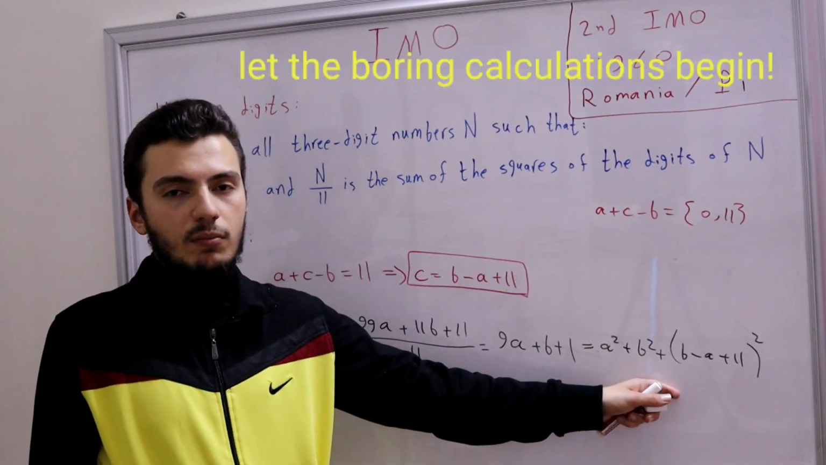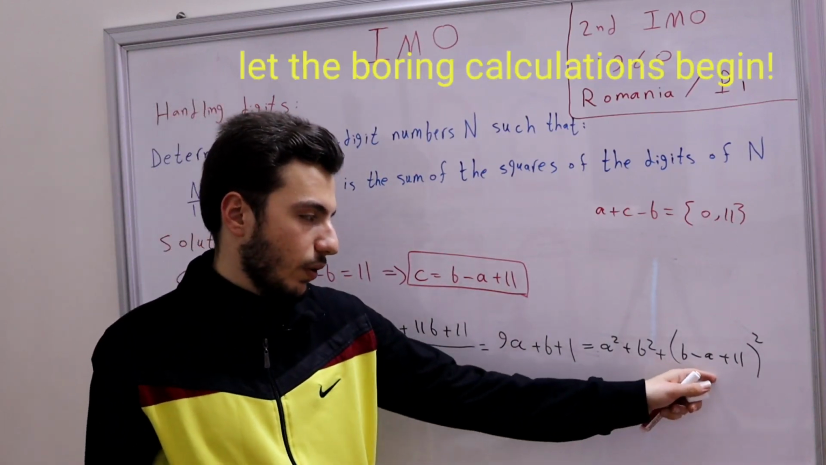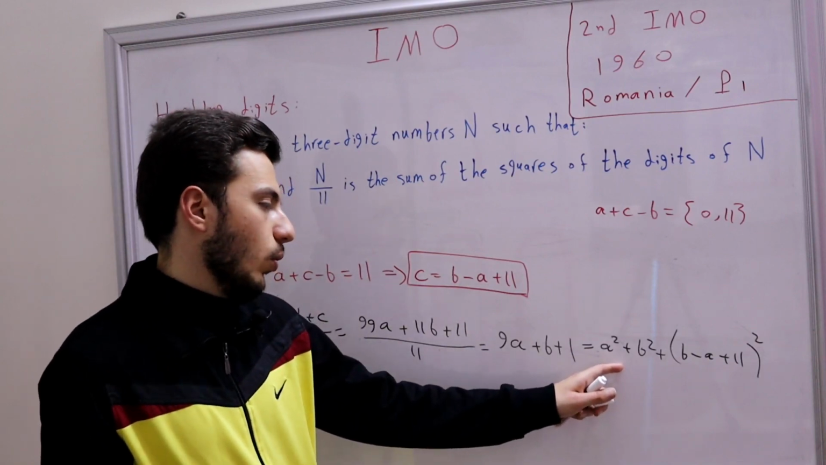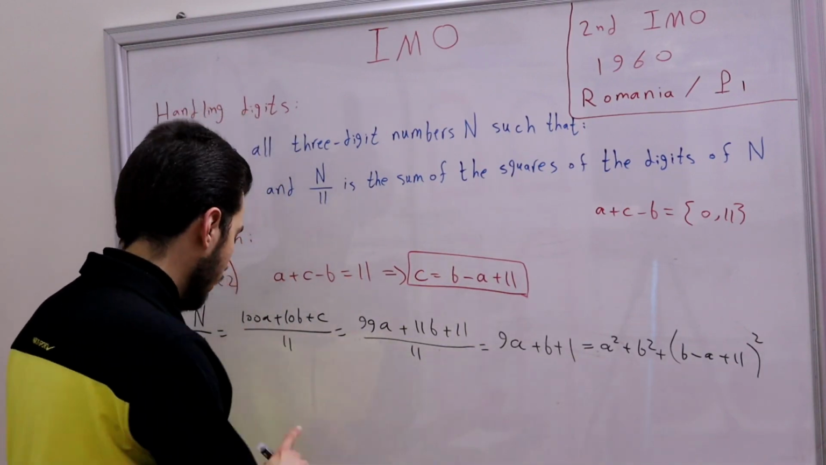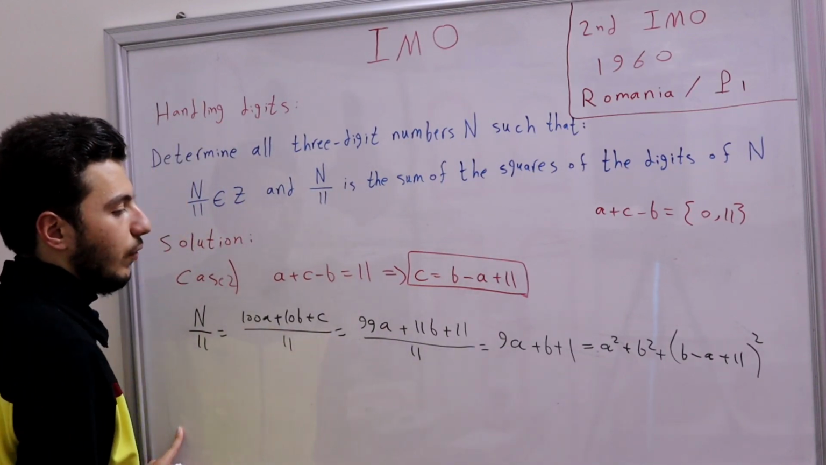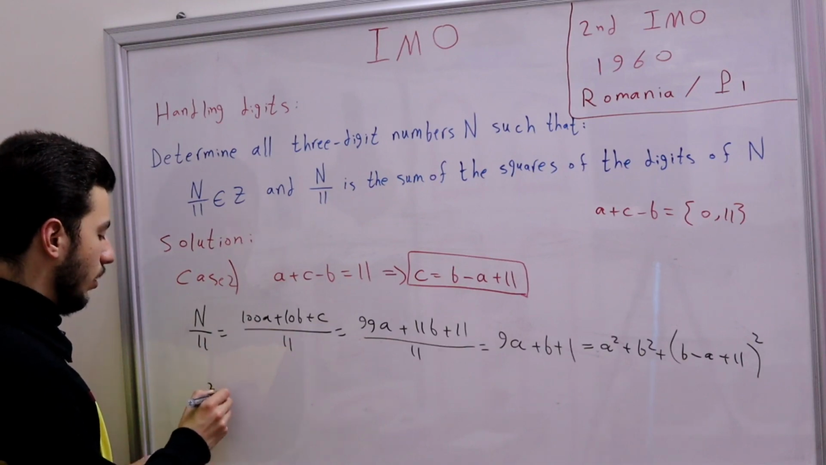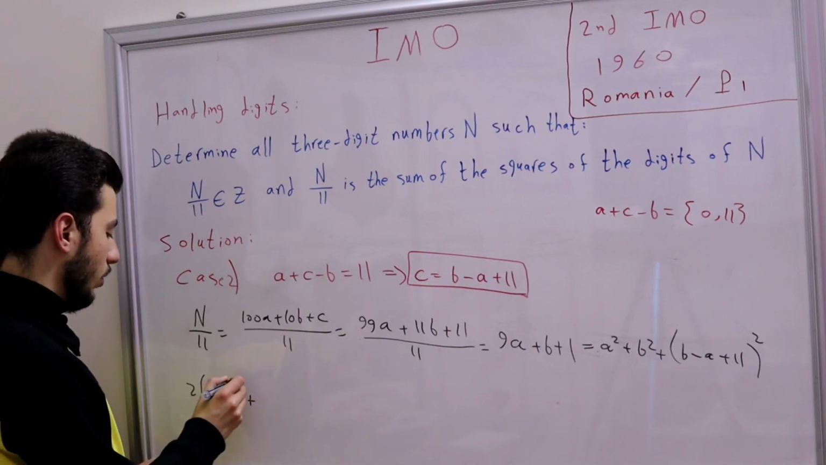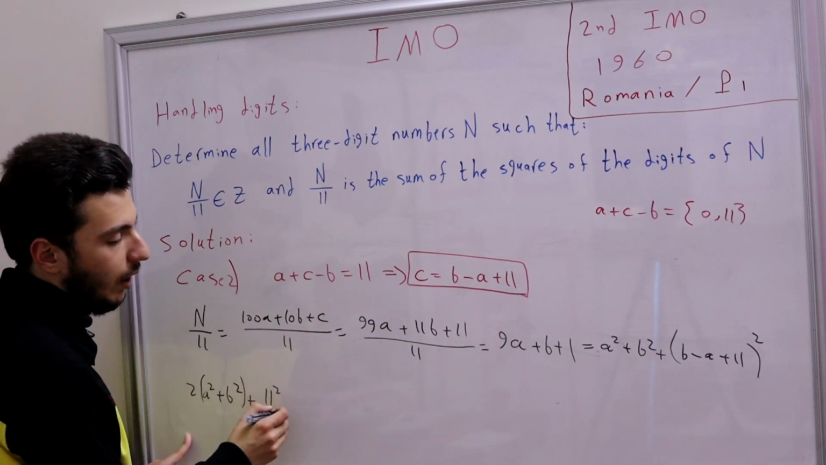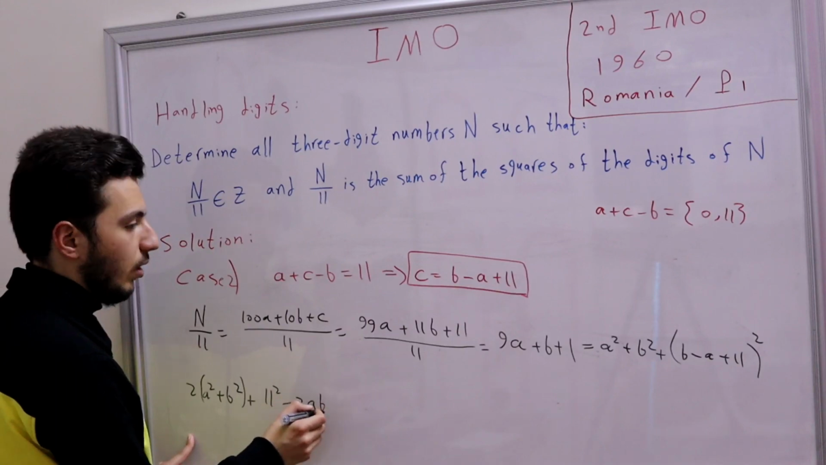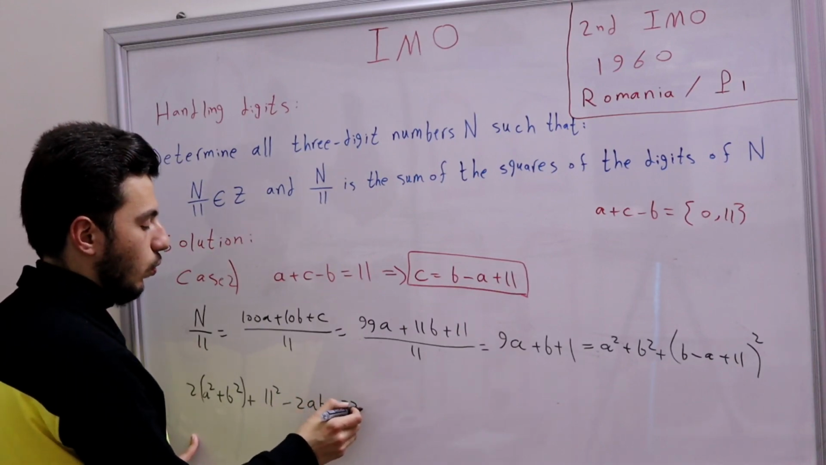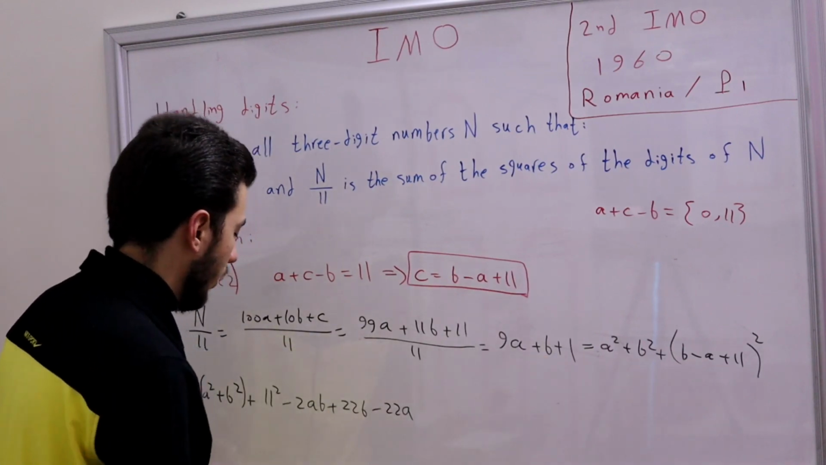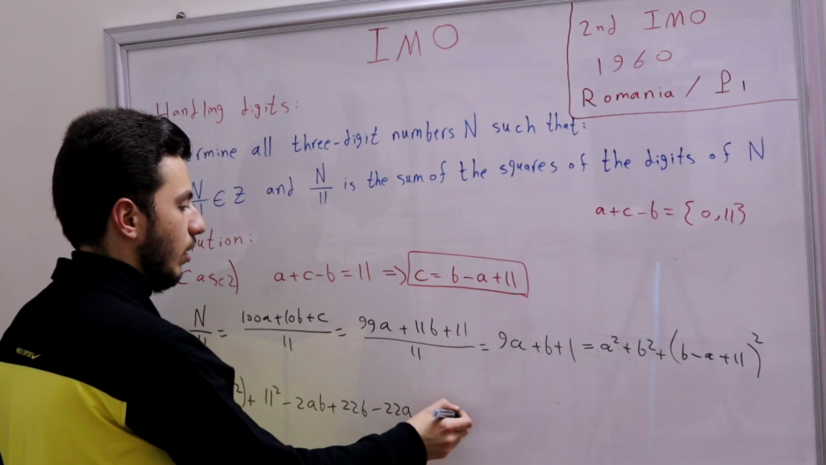This is much harder than the first case, because we have three things that we need to expand. But no problem. Let's expand this. First of all, we're going to expand the right hand side. We have a squared plus b squared plus a squared plus b squared again, so we can simply multiply this by 2. And of course plus 11 squared. And then we have minus 2 times ab, and then plus 22 times b minus 22 times a. And here we have 9a plus b plus 1.